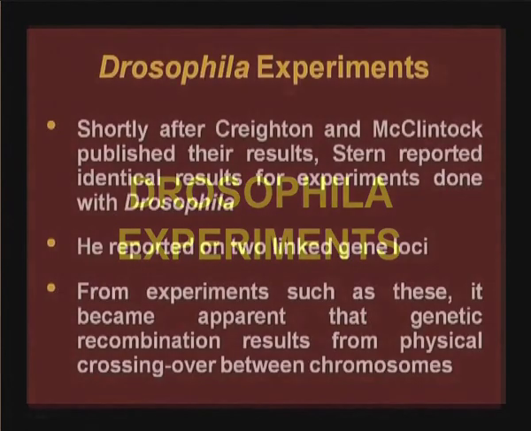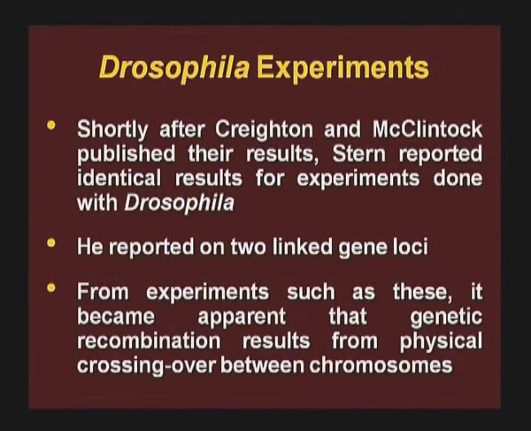The Drosophila experiment was done shortly after Creighton and McClintock published their result. Stern reported identical results for an experiment done with Drosophila. He reported on two linked gene loci. From experiments such as these, it became apparent that genetic recombination results from physical crossing over between chromosomes.